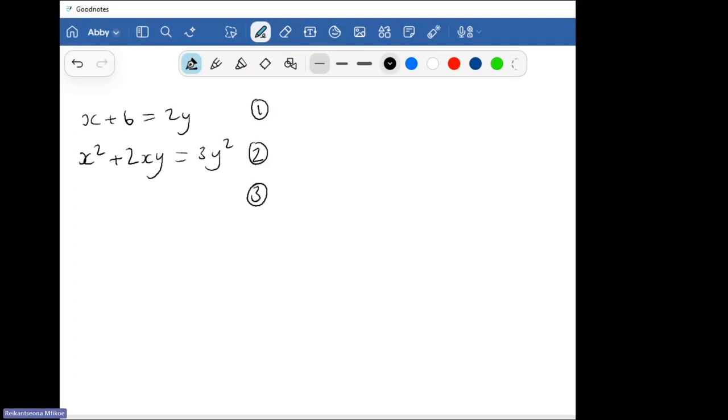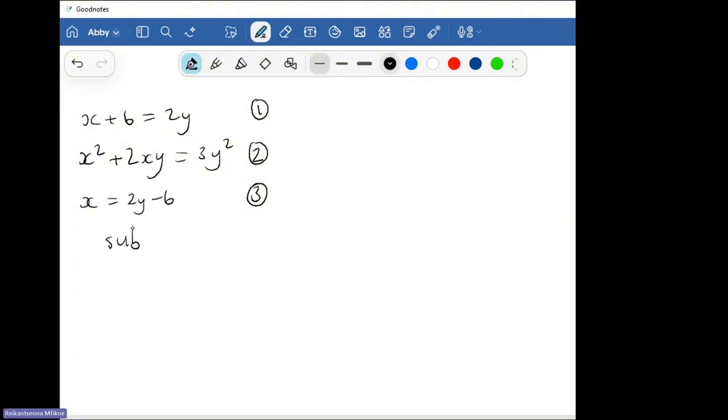Now for our equation 3, we're going to use the first equation because it's easier for us to make x the subject of the formula here, instead of using the second equation where we would have to divide and really just find our way into getting x or y to be alone. Okay, so that's going to be 2y - 6.